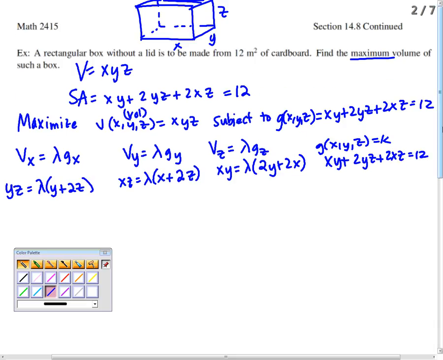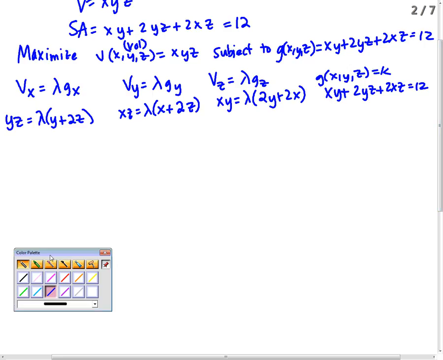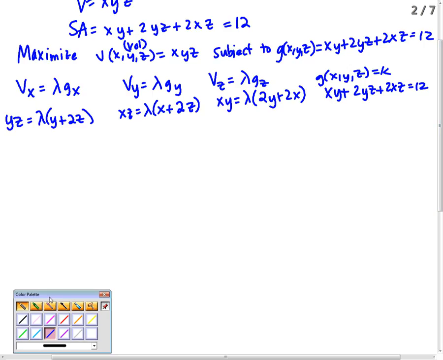Okay, does everybody see what we've done so far? So we're going to put the calculus aside for now, and we're just going to solve this system of equations. There are 4 equations and 4 unknowns. So you can do lots and lots of different things.